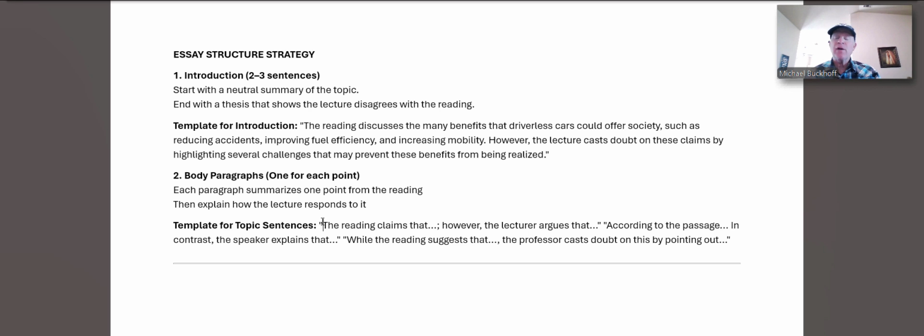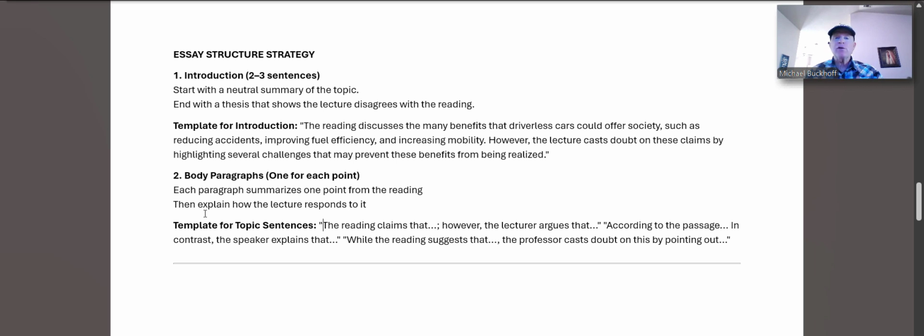But can you do the same thing with listening? That's much more difficult. How about another template here? According to the passage, blah, blah, blah. In contrast, the speaker explains that, blah, blah, blah. Notice the use of the word however, in contrast. You can also say something like on the other hand.